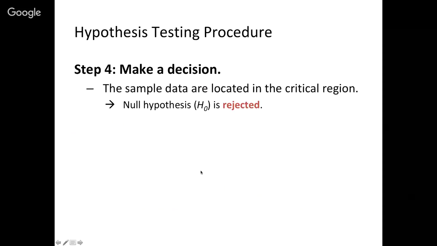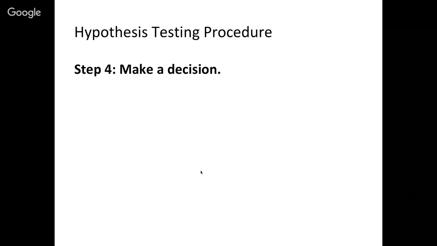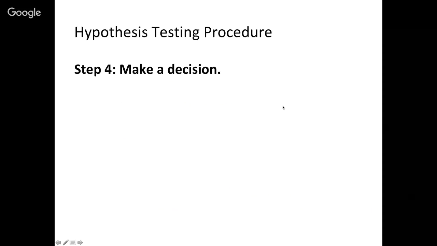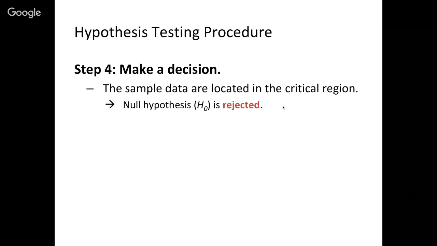So after we have the t-value of the sample mean, we can make a decision by comparing this t-value to the boundary of the critical region. If the sample mean is located in the critical region, if you still remember, the region in red, then we are going to reject the null hypothesis. We reject the hypothesis which said there's no effect. So we infer that there may be an effect.